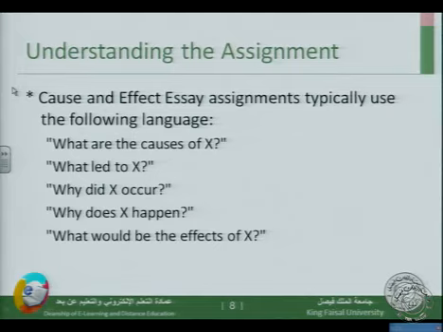If you want to write a cause and effect essay, you need to ask yourself these questions. What are the causes of something? What led to that action? Why did the action happen? And what are the results of things?